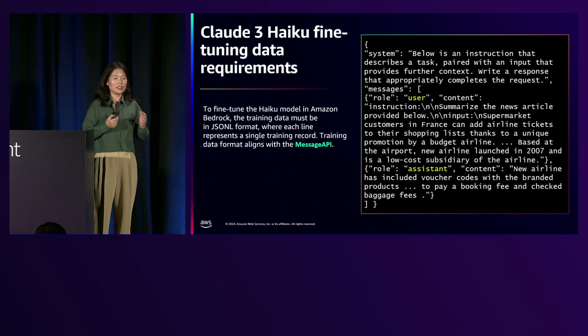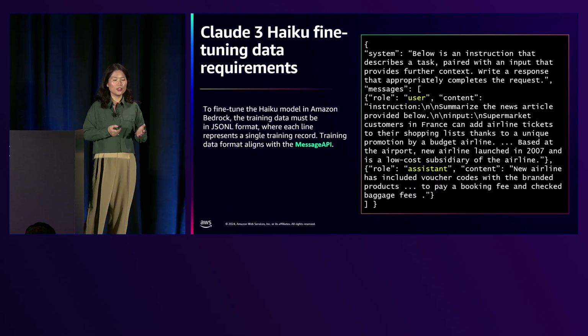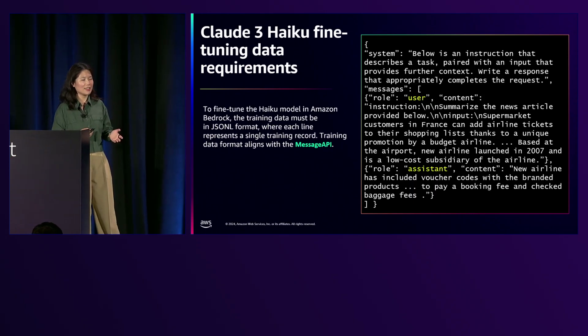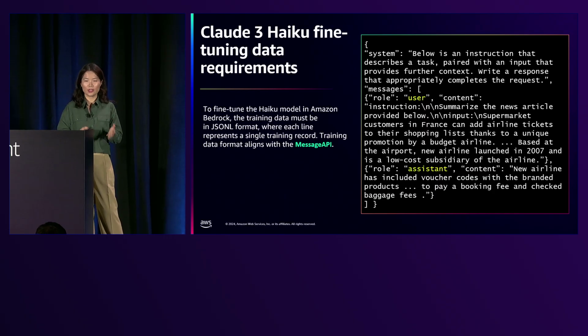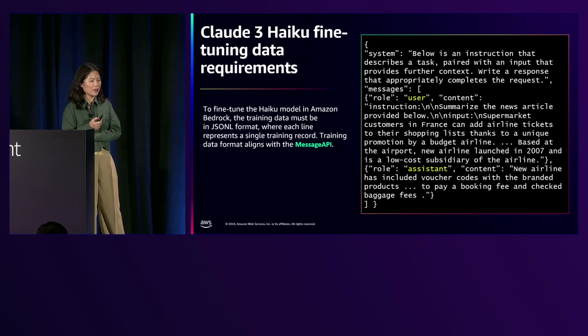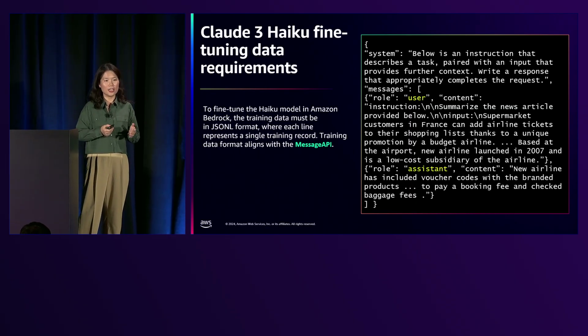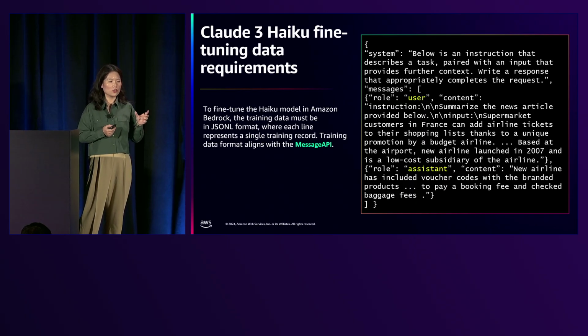So I think Shiraz mentioned in the fine-tuning lifecycle, you first need to have a well-defined use case. And once you have that use case defined, then we come to the stage of preparing our data. So for Haiku 3 fine-tuning, the requirement is you need to prepare JSON-L format data. And this data needs to use the Messages API. And each line in this JSON-L represents one training record.